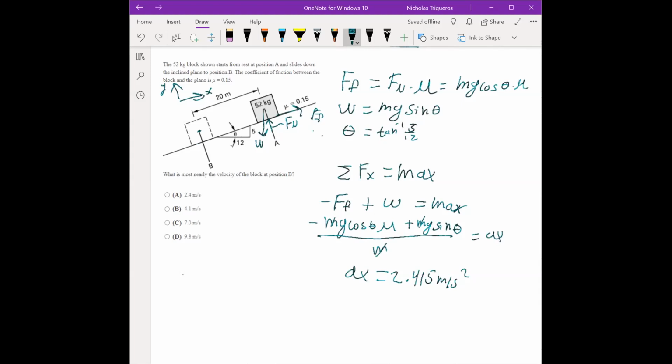Yeah, and then we have to add those. Oh, wait, that's negative. Never mind. Yes, it is negative. Forgot about that. Yep, you get about 2. I got 2. Yeah, about 2.415. That is correct. Cool.